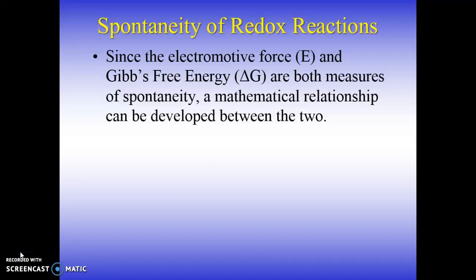So in this video, we're going to take a look at the idea of spontaneity, pull in some of those other measures of spontaneity that we've learned about in the past, KEQ as well as Gibbs free energy, and we're going to relate that to the EMF, the electromotive force of a galvanic cell. So let's develop the mathematical relationship between those two.